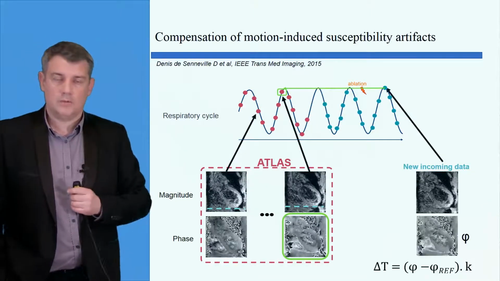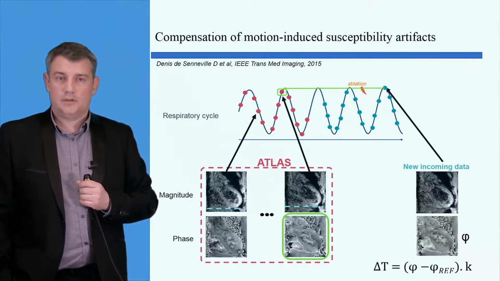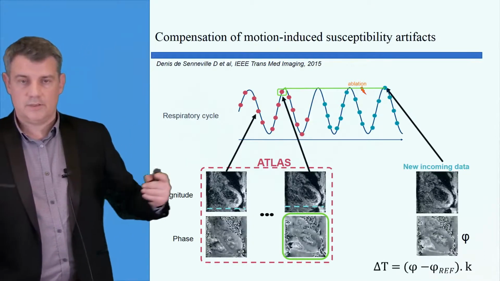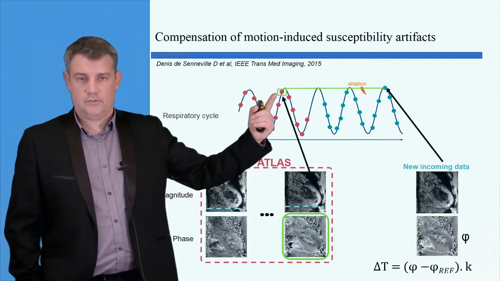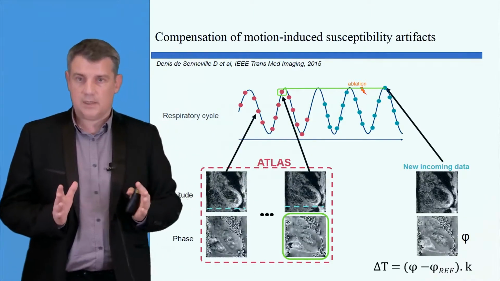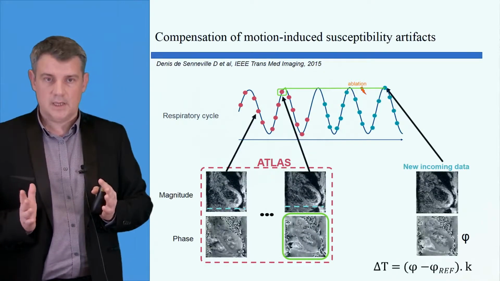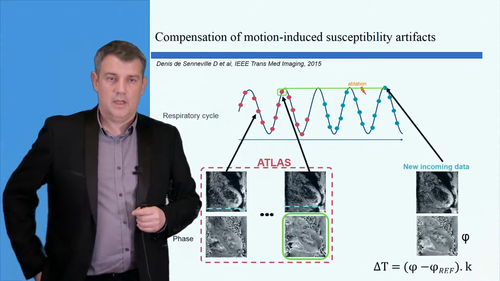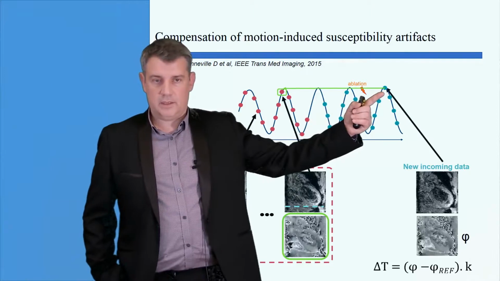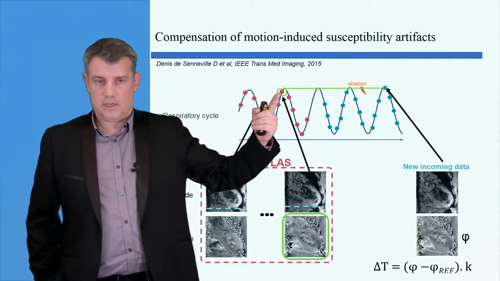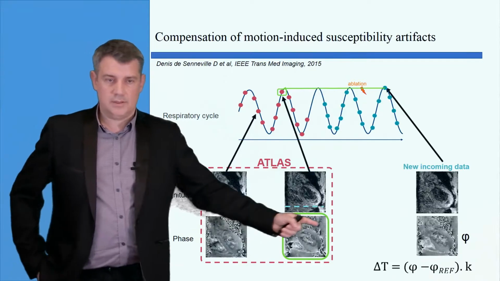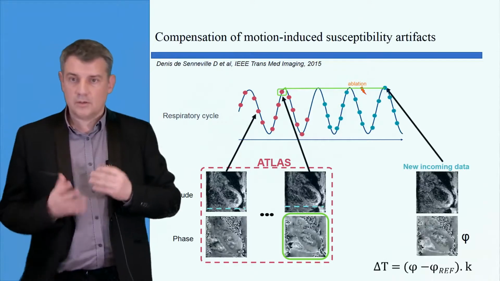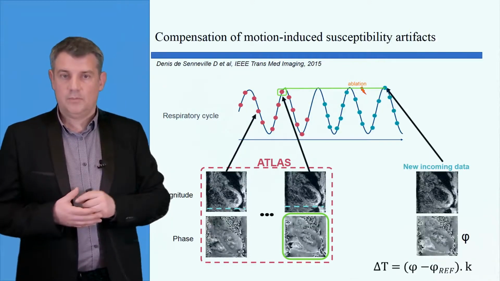Okay, so how can we correct that? Well, respiratory motion is quite cyclic. So if you observe during a preparation phase, you can collect a number of images over several cardiac cycles and store this data and use this as an atlas of reference. Then for each new incoming data during the treatment itself, you can find in your atlas the corresponding image, then subtract the 2 phase images to remove the phase artifacts due to breathing, and then you can compute the apparent temperature change between these 2 images.